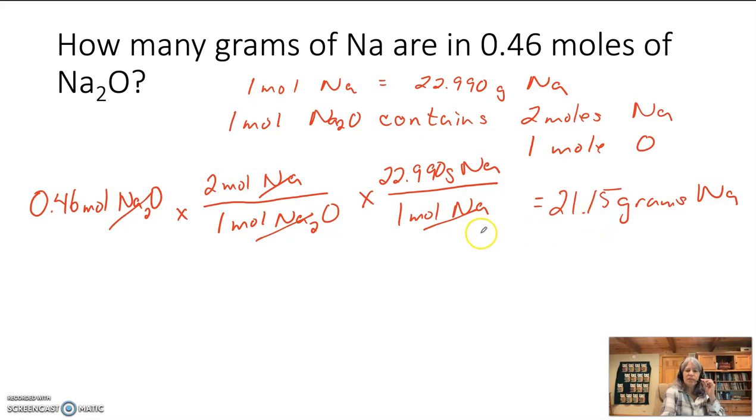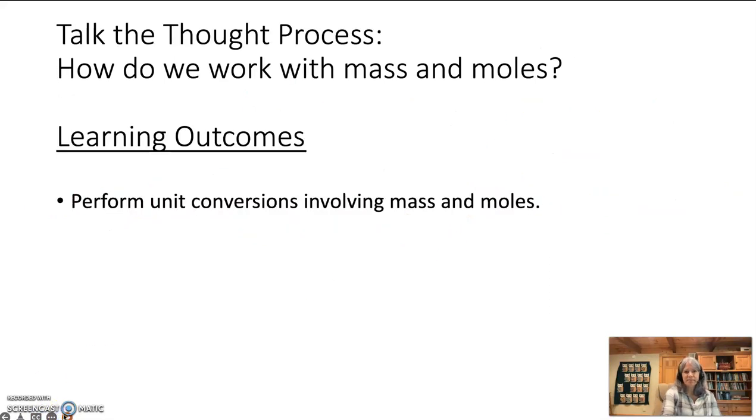So what's important in doing these problems, and as we talk through the thought process, is to make sure that we understand every step, right? This is what we're given. This is what we want. This we get from the chemical formula. This we get from the periodic table. All of the units cancel that we want to cancel, and we're left with the units that we want. And it's that simple. Okay, so we've performed some unit conversions involving mass and moles. You'll need to do this over and over and over again in chemistry, so it's important to make sure you understand this process. Talk it through in your head or out loud.